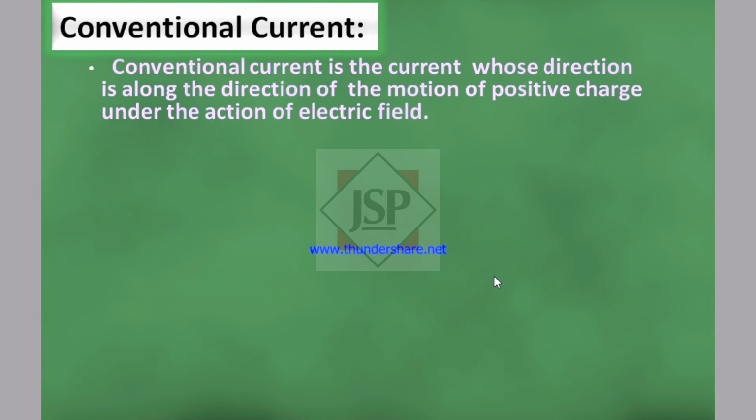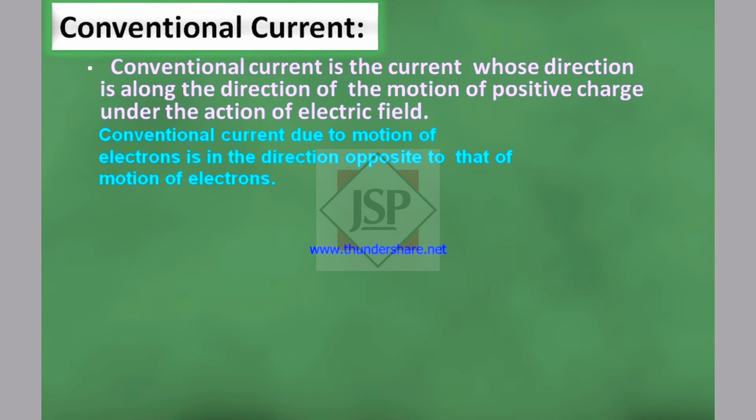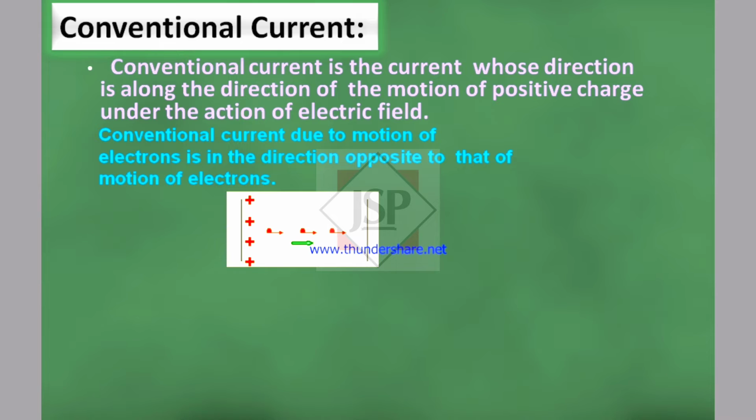Conventional current. Conventional current is the current whose direction is along the direction of the motion of positive charge under the action of electric field. Conventional current due to motion of electrons is in the direction opposite to that of motion of electrons.